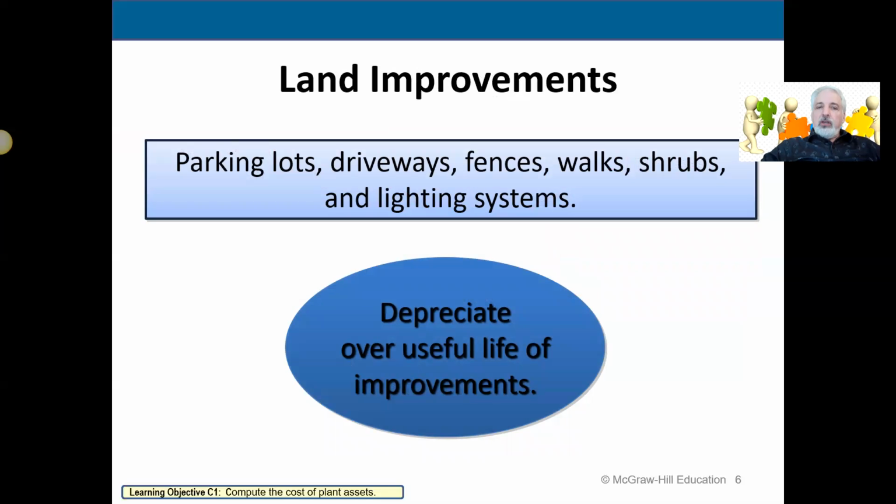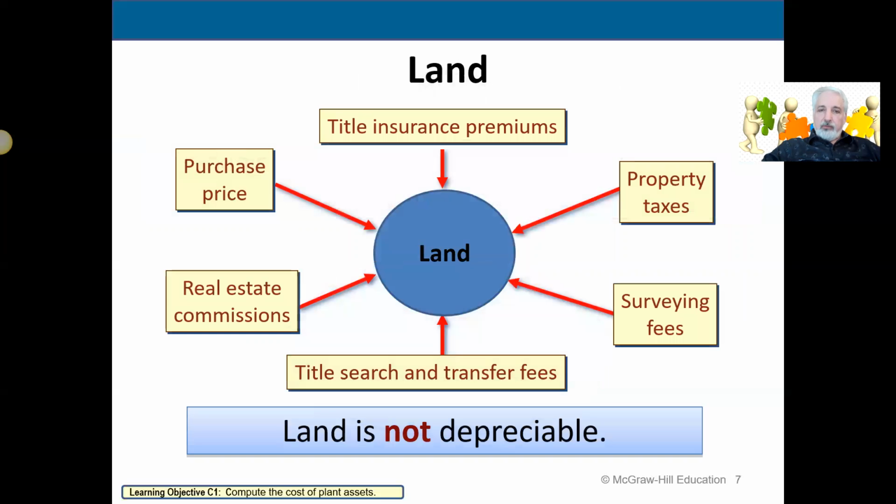Land improvements. So I told you land is not depreciable, but I'll tell you the driveway and the parking lot are. The lights you put in the parking lot are, because those will deteriorate. You will need to repave eventually. They will get used up. In theory, land doesn't get used up. We'll talk about mineral rights and oil and mining for gold later on. But basically, land improvements are also depreciable over the useful life of the improvements themselves.